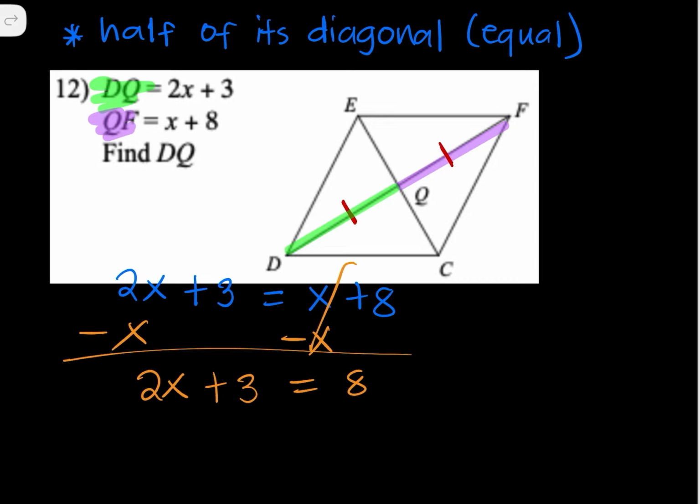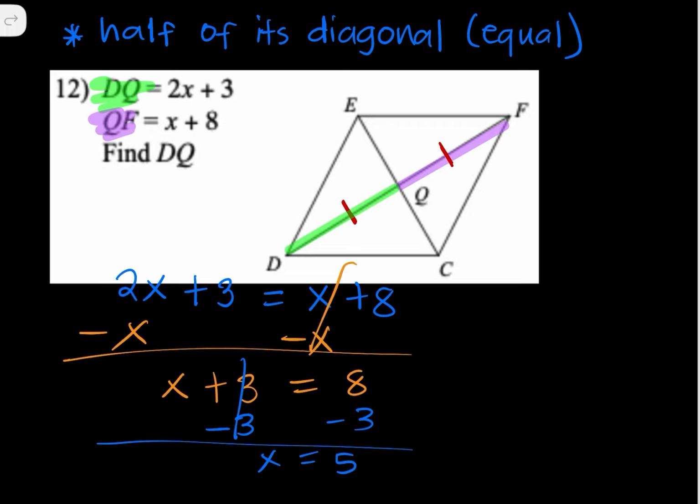Inverse of positive 3 is negative 3. And 2x is equal to... hold on one second. I apologize for this mistake right here. When I subtract 2x minus x, this should just give me an x. There you go. I stand corrected. Okay, now 8 minus 3 is equal to 5.